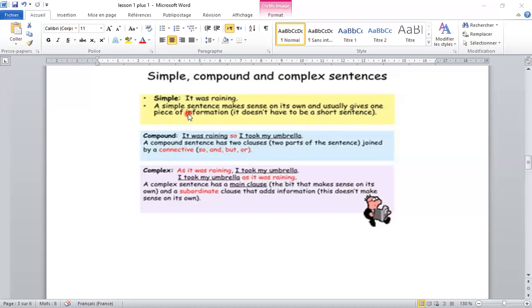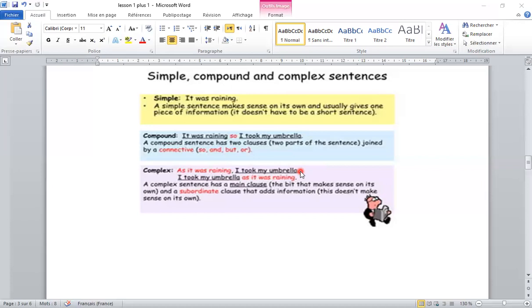Now, compound sentence with the blue color here, for example, it was raining, so I took my umbrella. This is compound, which means there are two parts of the sentence. So there is, it was raining, this is one sentence. I took my umbrella, it is another sentence. So these two sentences with blue color are linked, or compounded, with a connective, which is so. So is a connective, which means as a result of, or because of, or due to, or owing to. These are synonyms of so.